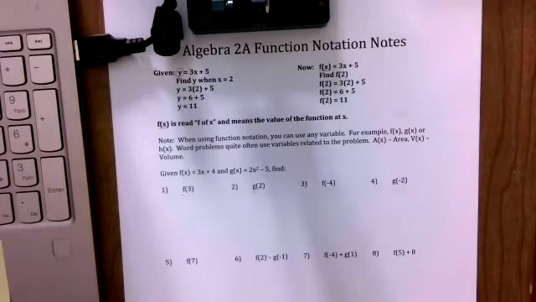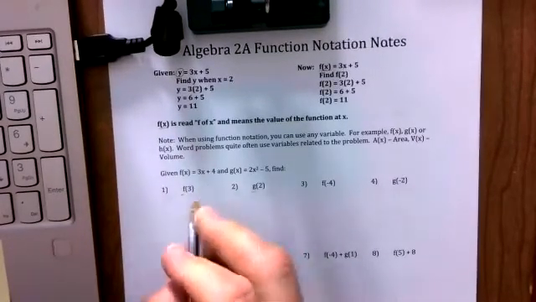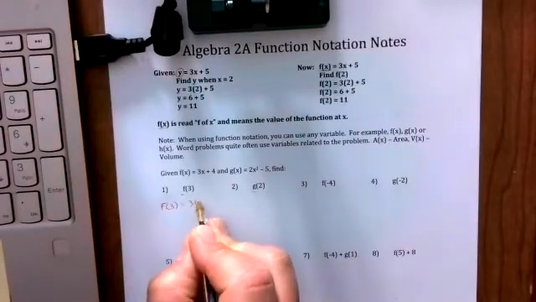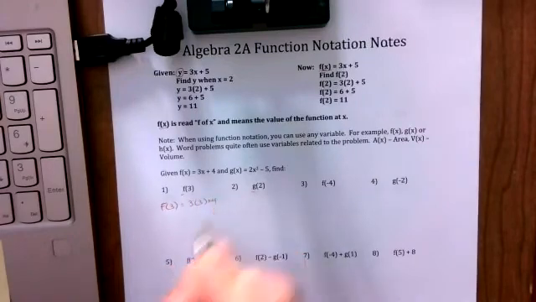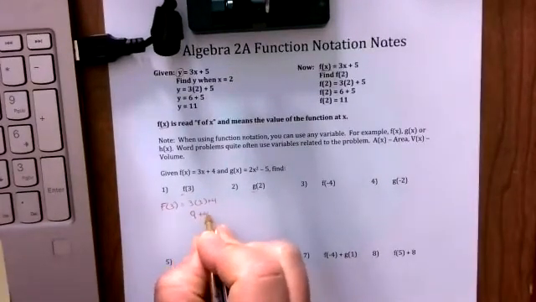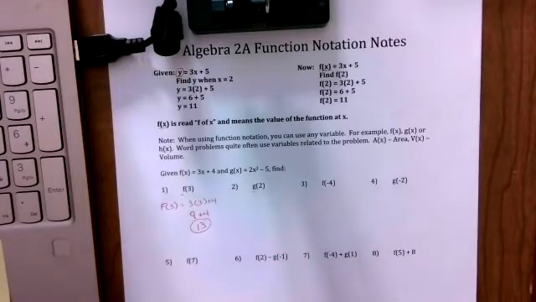So I'm going to go ahead and use the first one where it says f of x is equal to 3x plus 4. All I'm going to do is substitute in the number 3 for wherever I see x. Then I just follow my order of operations. 3 times 3 is 9. Then 9 plus 4 is 13. So my answer number 1 is 13.